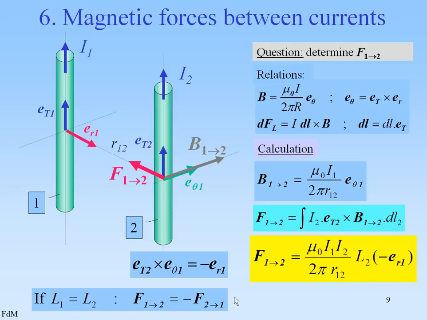When the two lengths are the same, then F12 will be equal to minus F21. And you can see that as the currents have the same direction, the forces are attractive. When the currents are in opposite directions, the forces will be repulsive.